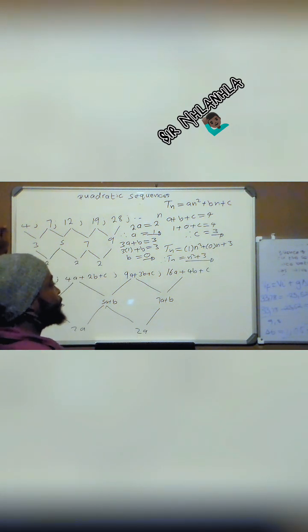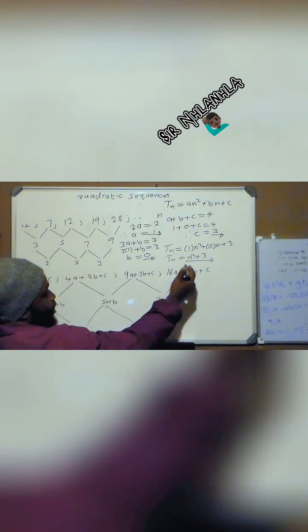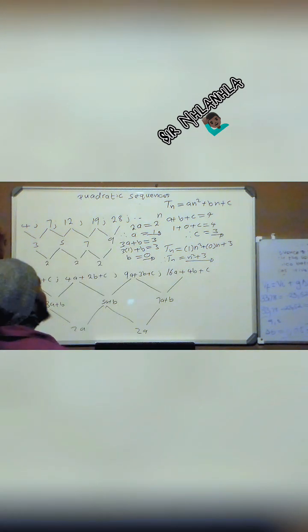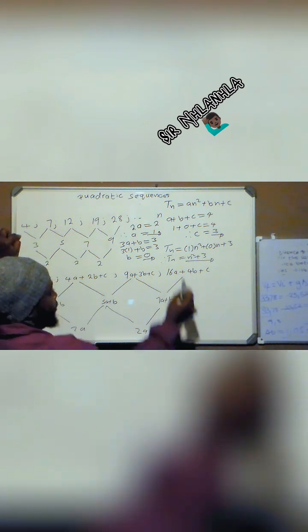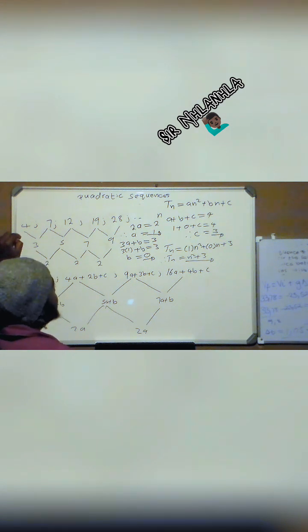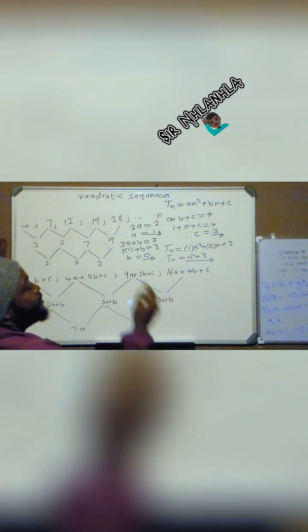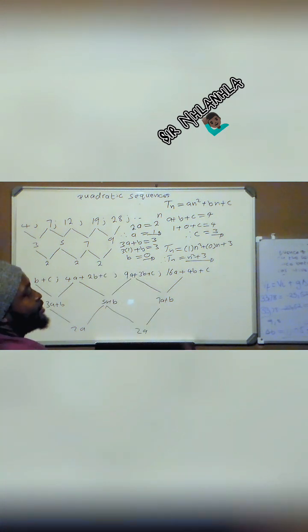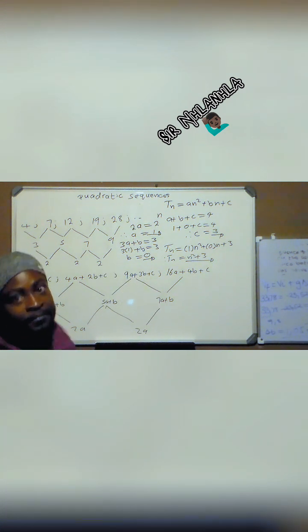So to be sure the general term is correct for a given sequence, you can check it by trying to find the terms in the sequence. So the first one, if this is T1, n will be 1, so 1 plus 3 will give us 4. So you can check for all of the terms. So yeah, this is how you would find the values of a, b, and c in any sequence.